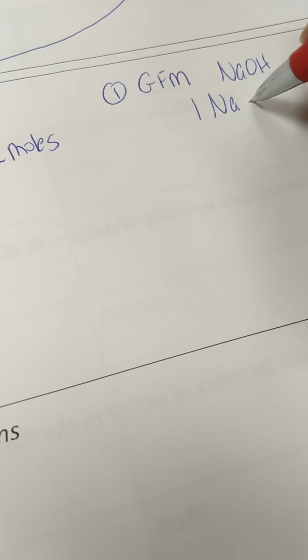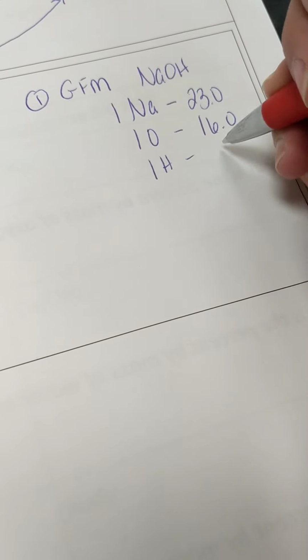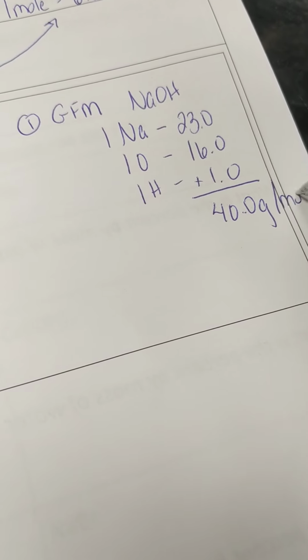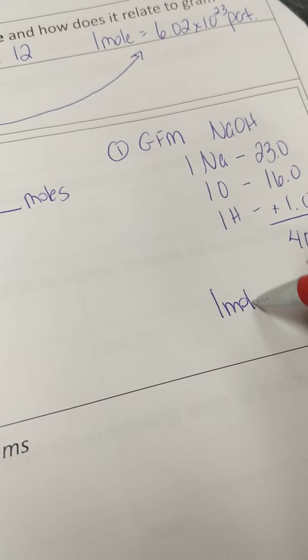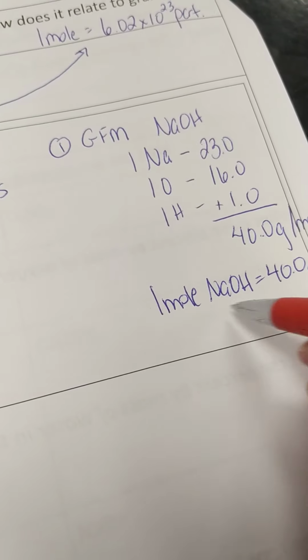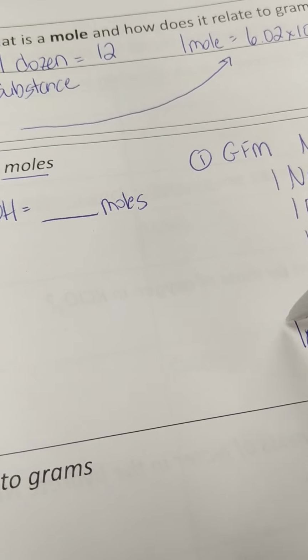So if I have NaOH, that means I have 1 Na, and when I look up on our reference table, the mass of sodium is 23.0. 1 oxygen, and oxygen is 16, and 1 hydrogen is 1. So I add those up, and my formula mass for sodium hydroxide is 40 grams. What that 40 grams is equal to is 1 mole. In other words, 1 mole of NaOH is 40 grams. So I'm going to use this to do my conversion.